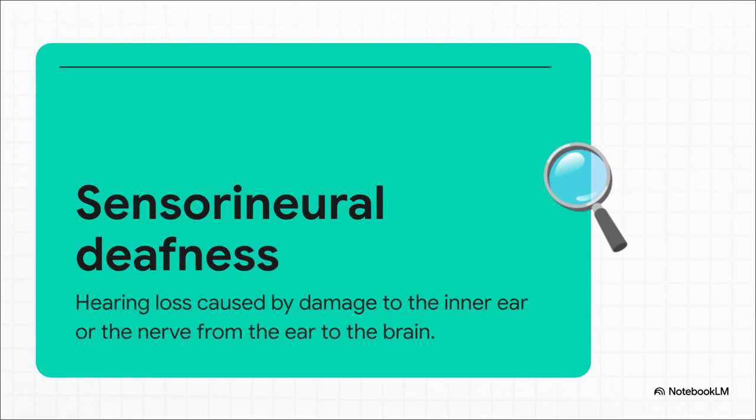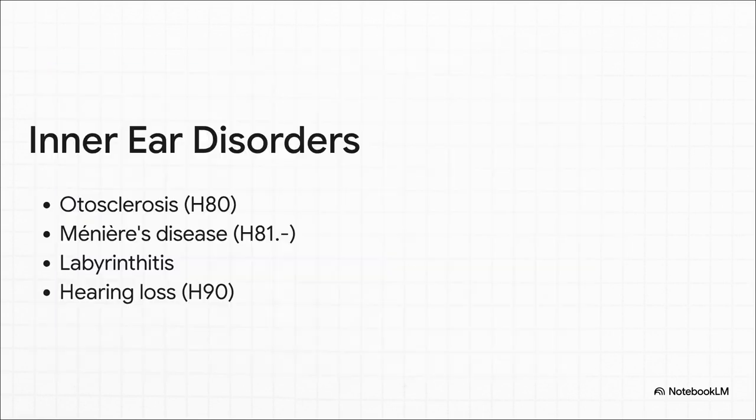This is vastly different from conductive hearing loss, where a sound wave is physically blocked in the external canal or the middle ear. Sometimes you'll even see mixed hearing loss, which is exactly what it sounds like, a combination of both. Also, keep in mind that sensory neural loss is often coded as a late effect or residual of a previous condition like meningitis.